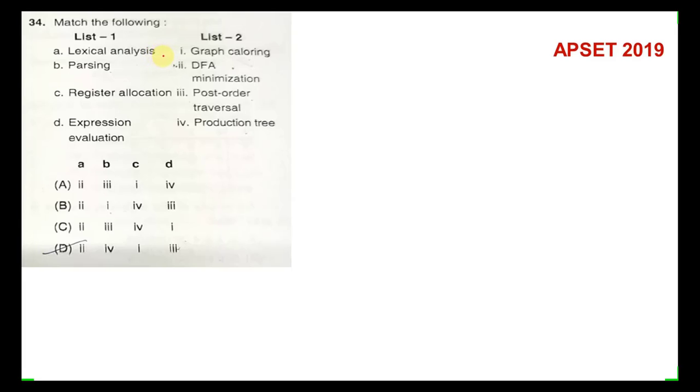We have two types of finite automata: one is NFA, the next one is DFA. So lexical analysis matches with the DFA. Parsing matches with the production trees, so we can generate the parse trees here. Register allocation is the graph coloring problem, and expression evaluation is a postorder traversal. So option D is the right answer.